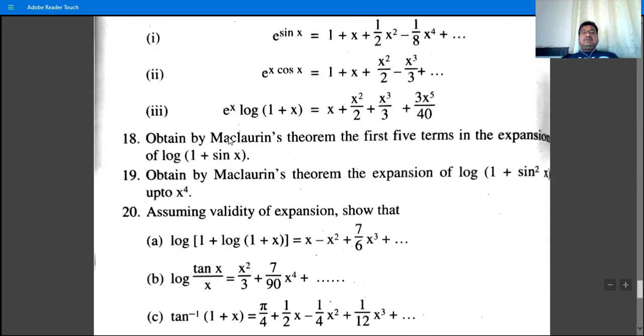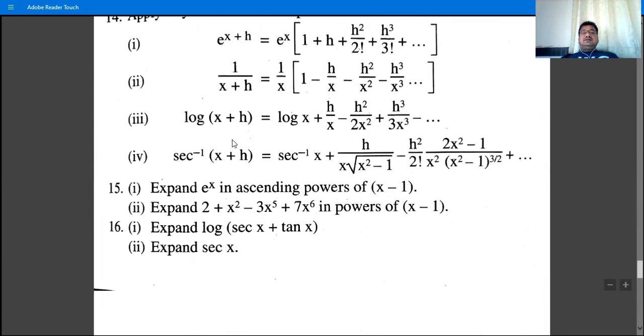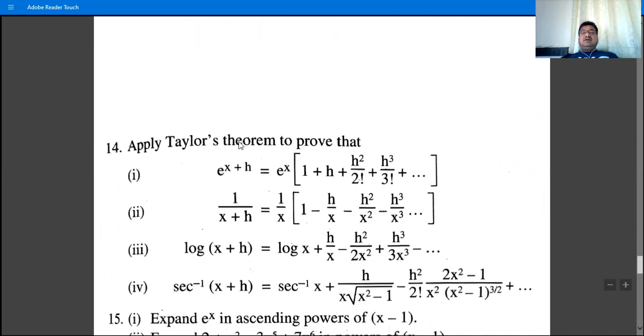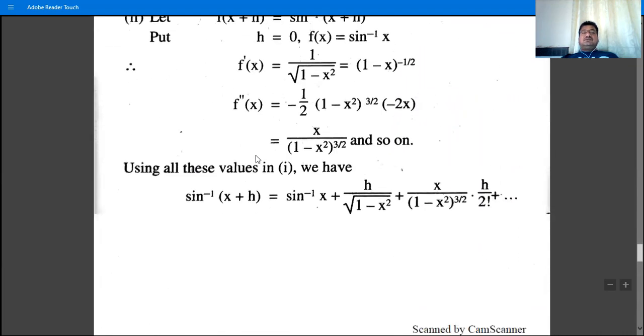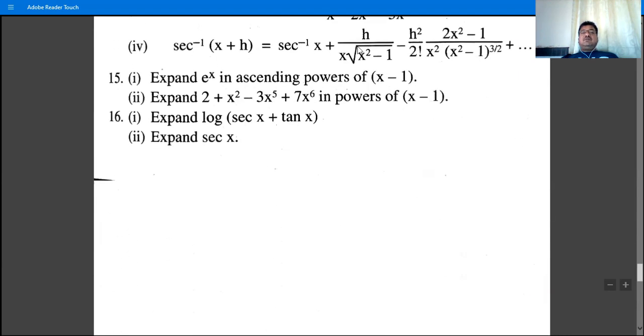So solve all these problems from the exercise in your assignment notebook. So the next topic is nth order derivative. We will see the nth order derivative of some standard functions in the next lecture.